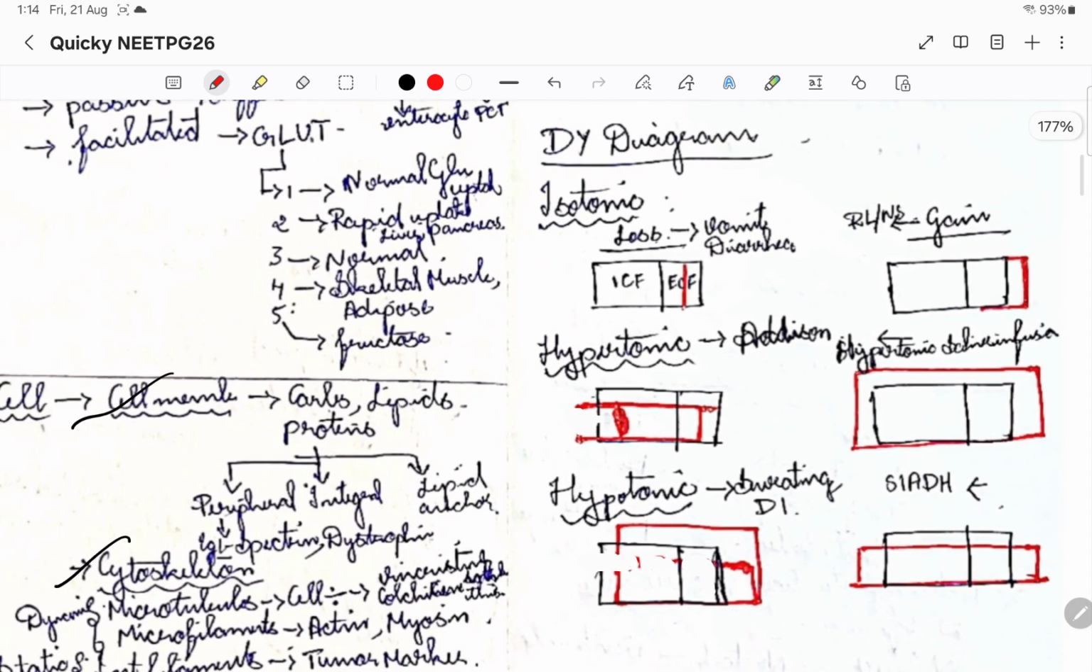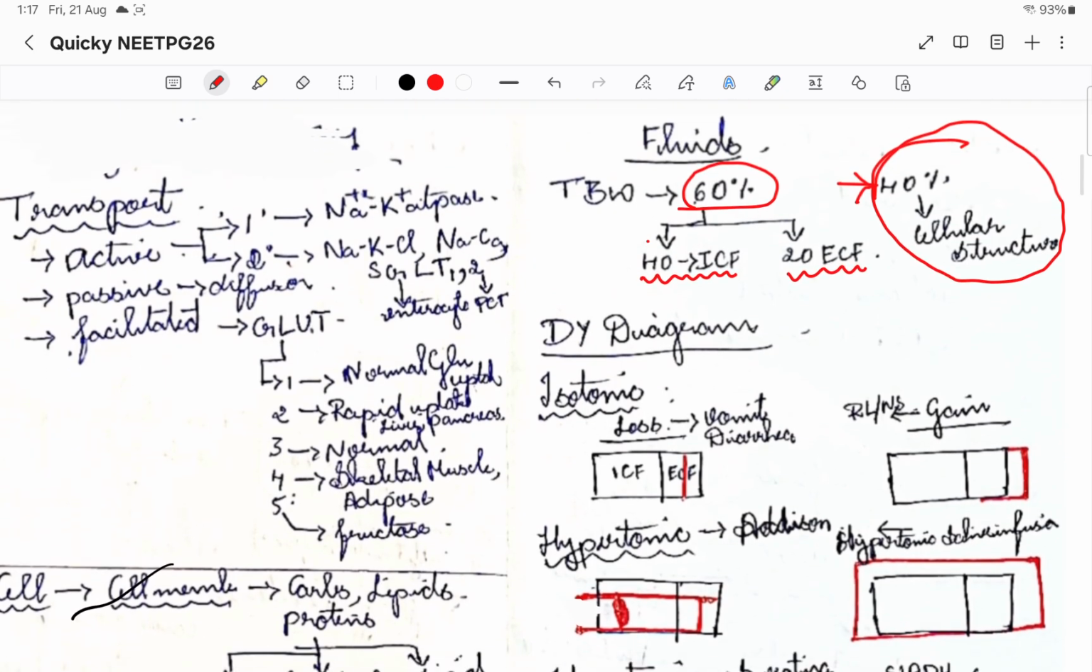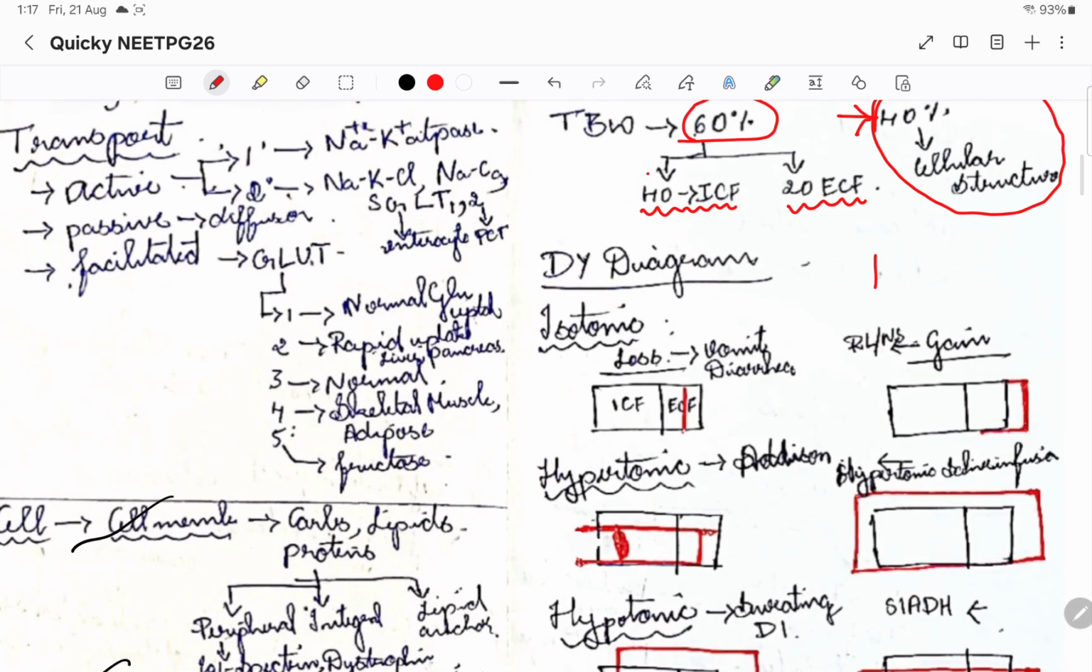Then coming to DY diagrams. So what are these DY diagrams? It basically tells what the fluid level or the fluid concentration is with respect to the normal concentration or the normal fluid level. I told you that in the total body water it is 40% ICF and 20% ECF. So this is the normal thing, the normal box, let us consider. ICF and ECF.